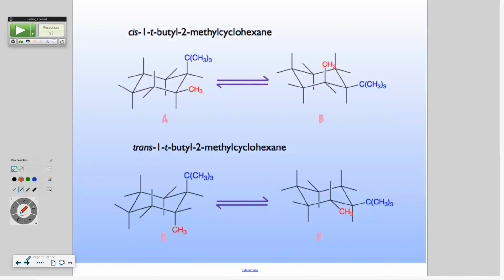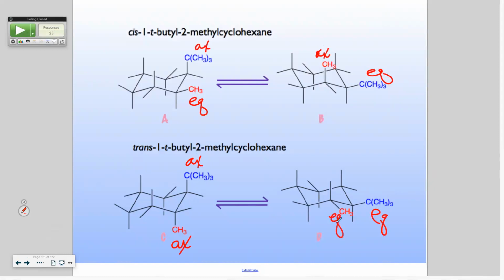Okay. Here is cis and trans 1-T-butyl, 2-methyl cyclohexane. If you look at the first one, you'll see the T-butyl is up and the methyl is also up. Okay, and then when you flip it, they're still up, but our methyl that was equatorial is now axial, and our T-butyl that was axial is now equatorial. Okay, here is the bottom one. For trans, this is axial, and this one's axial. And then when we flip them, they're both equatorial.